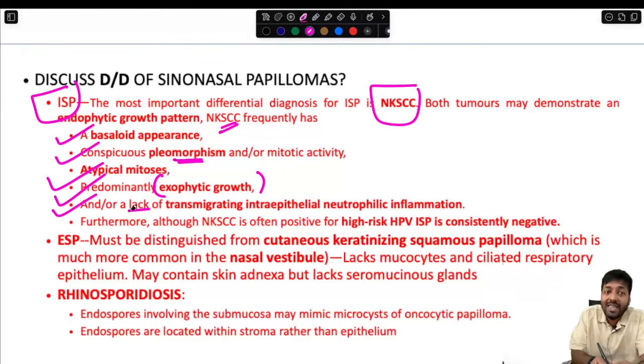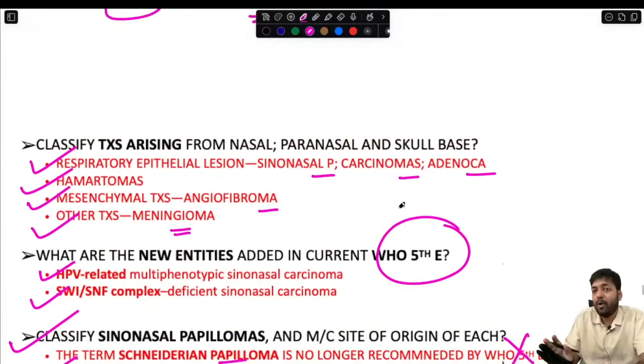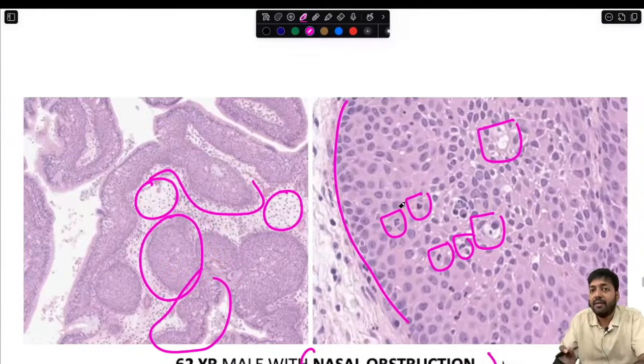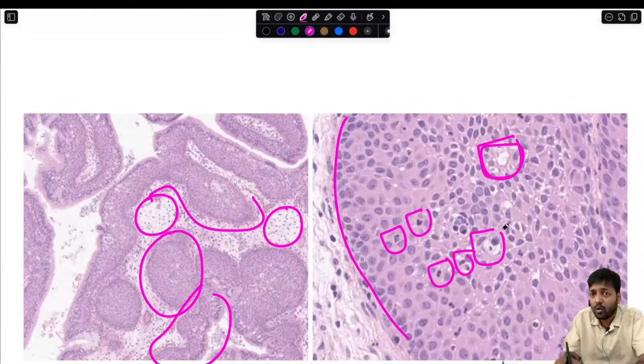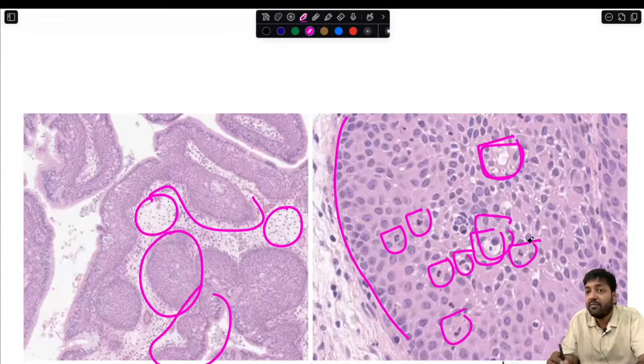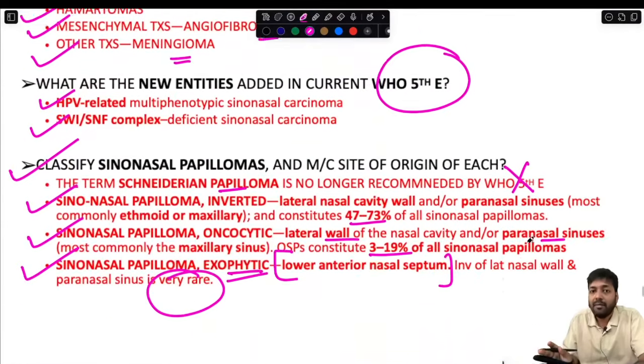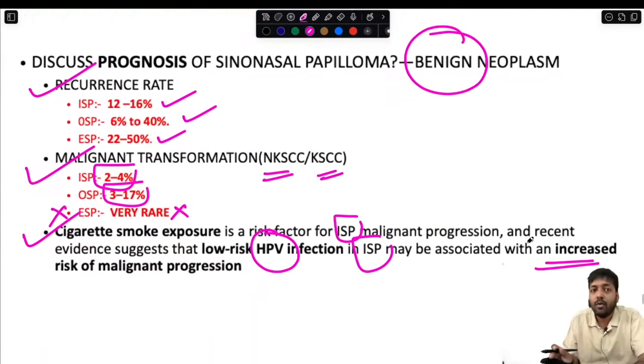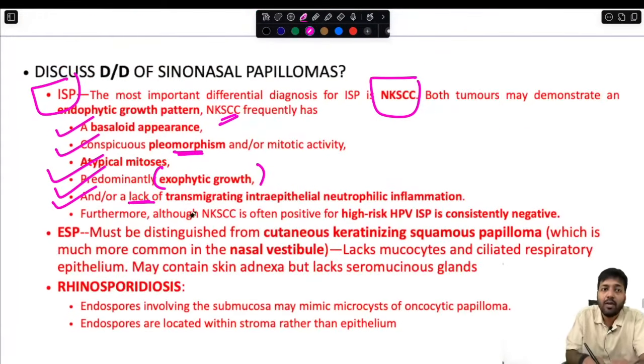And now, as I told you, the papillomas, mostly all the varieties, will show the presence of mucus cells, and transmigrating neutrophilic inflammation can be seen. But remember, in case of cancers, they show lack of this transmigrating intraepithelial neutrophilic inflammation.